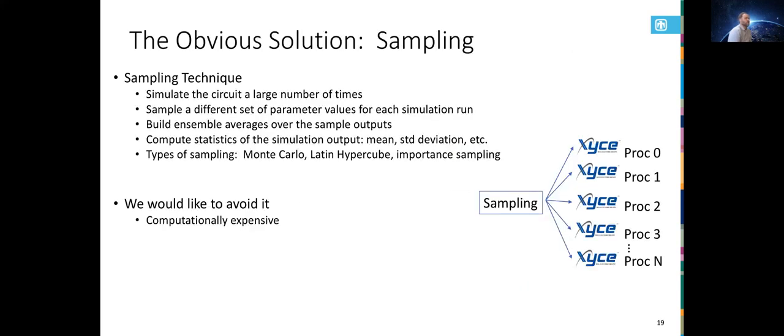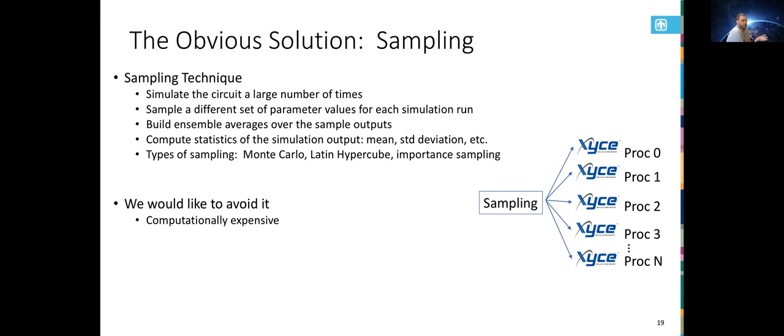The obvious solution, and what lots of people do, is just to do sampling. The idea is you run the circuit in your simulator a large number of times, and each time you change your parameter values a little bit, based on some distribution function. That leads to slightly different outputs. Once you've done all your calculations, you can build ensemble averages or compute moments of the sample outputs, such as mean, standard deviation, and kurtosis. You can also look at the tail of the distribution if you're interested in that.